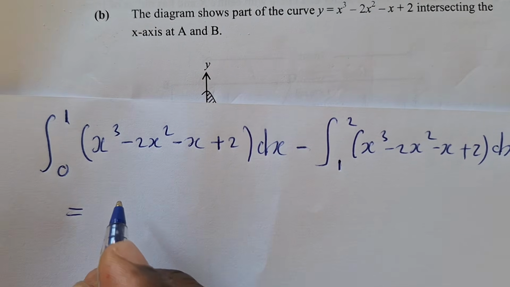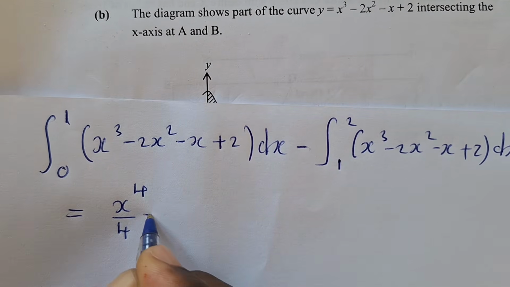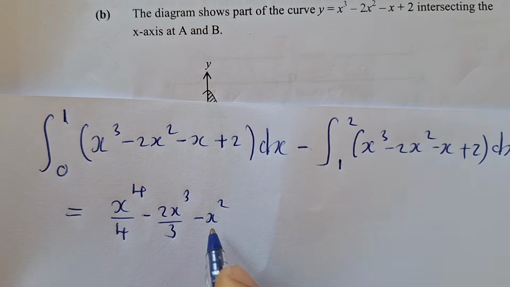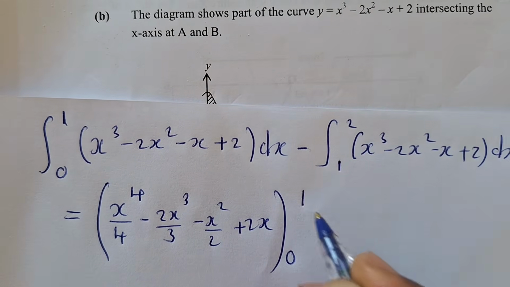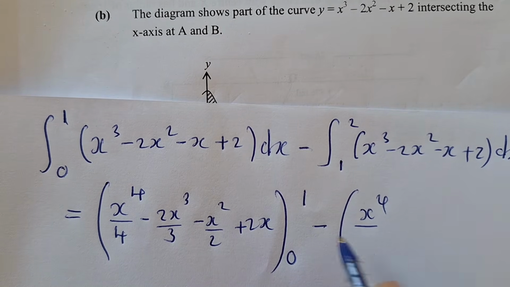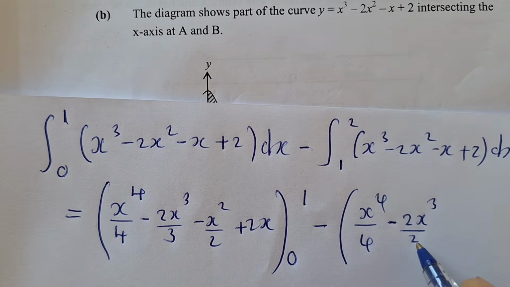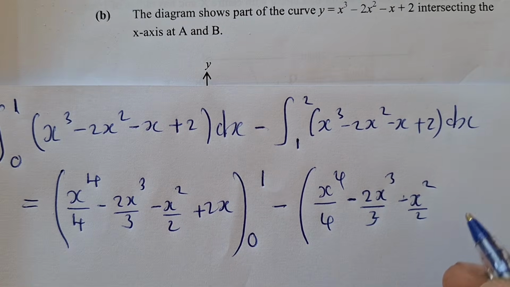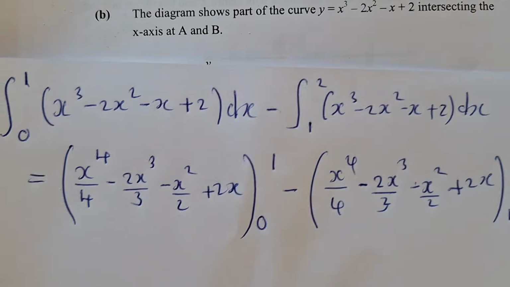So it's a matter of just integrating. This is giving us x^4/4 - 2x^3/3 - x^2/2 + 2x. And then the limits will be from 0 to 1, minus this. Also, when we integrate, we are getting the same as this, because we are integrating with respect to x. So this is what we are getting for both. Now the limits here will be from 1 to 2.